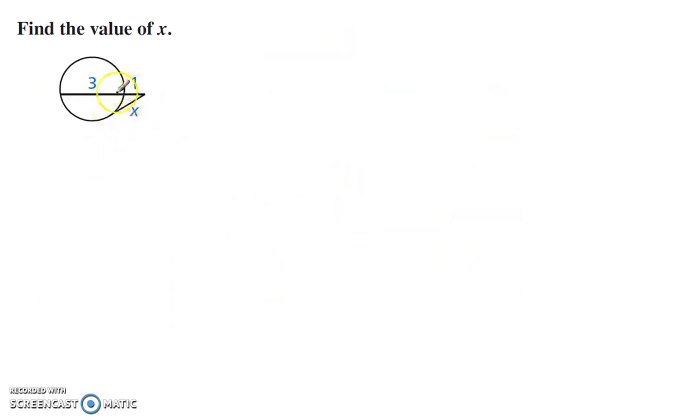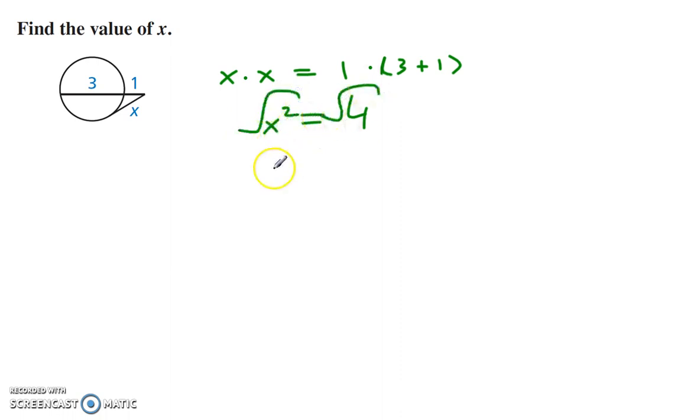Here we have a tangent and a secant. So again, we do part times the whole, but that's both the same. So we do x times x here, or x squared, is equal to the short 1 times the whole, 3 plus 1. 3 plus 1 is 4, times 1 is 4, x squared is 4, square root of that, x equals 2. All right, easy example.